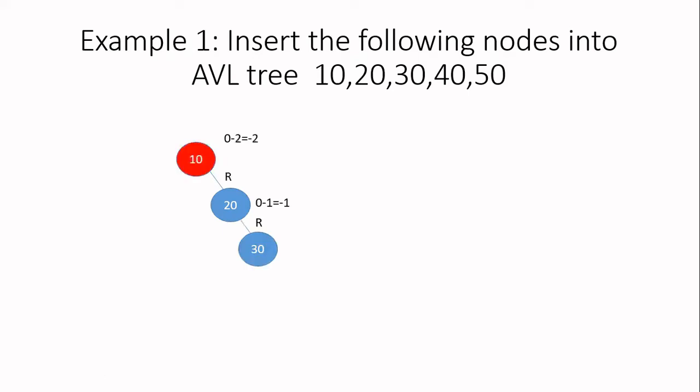Now I'm considering the next node as 30. I have to insert according to the BST logic only. First, I'm comparing 30 with 10. 30 is greater, so I'm moving to the right subtree. Now I'm comparing 30 with 20. 30 is greater, so I'm moving and inserting 30 now. Once 30 is inserted, I have to calculate the balance factor of all the nodes.